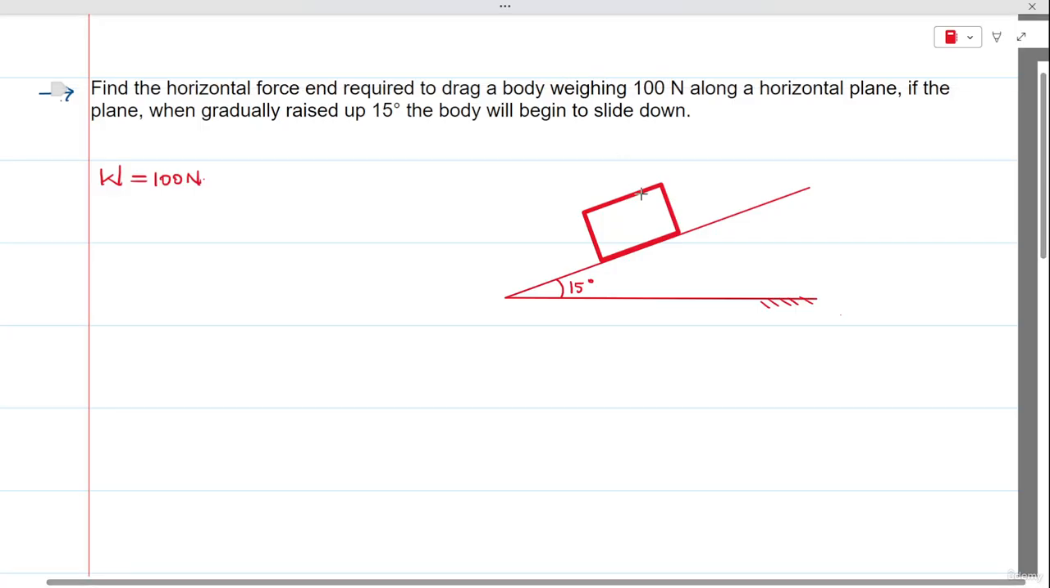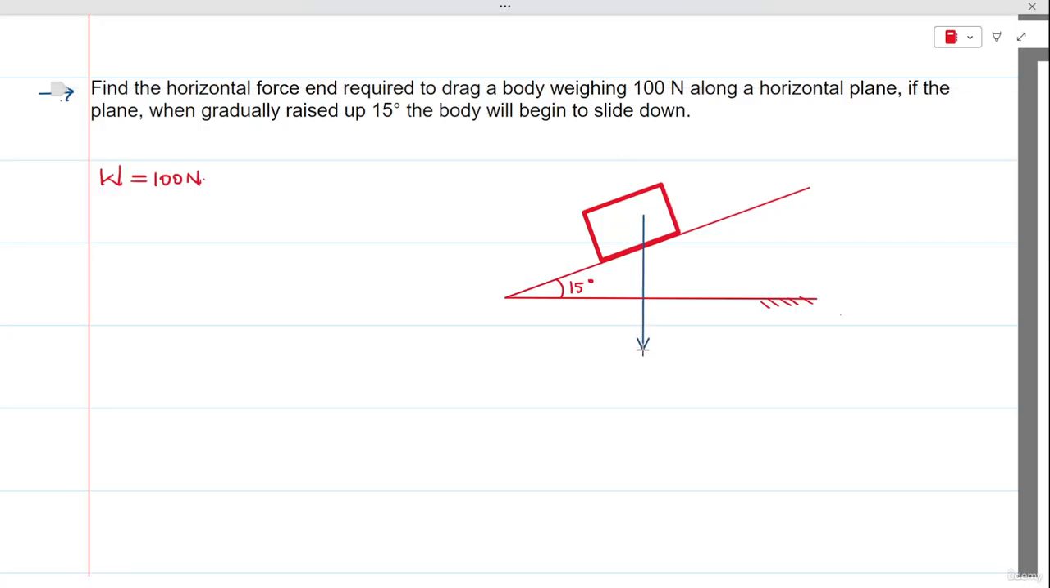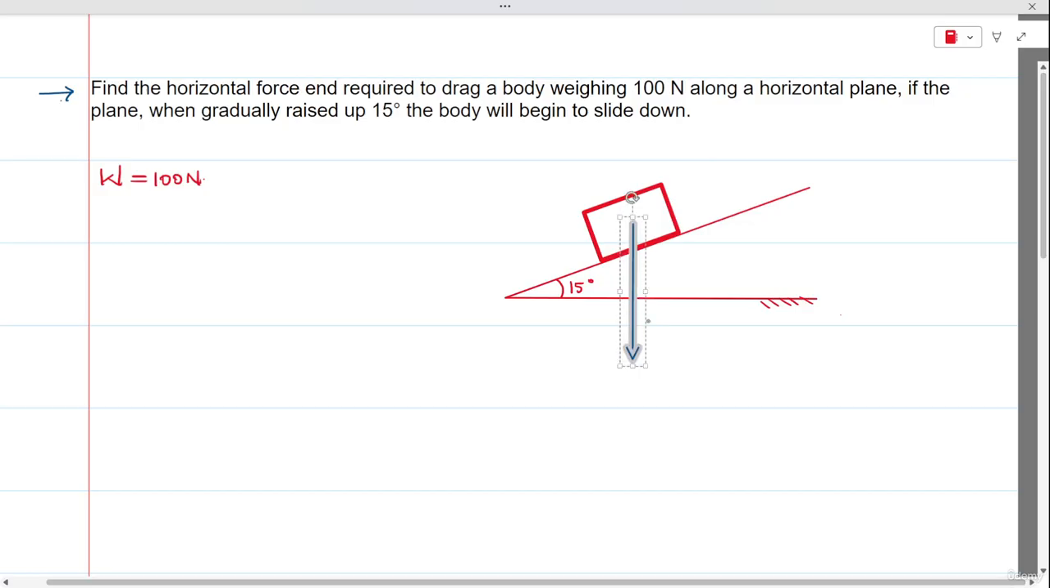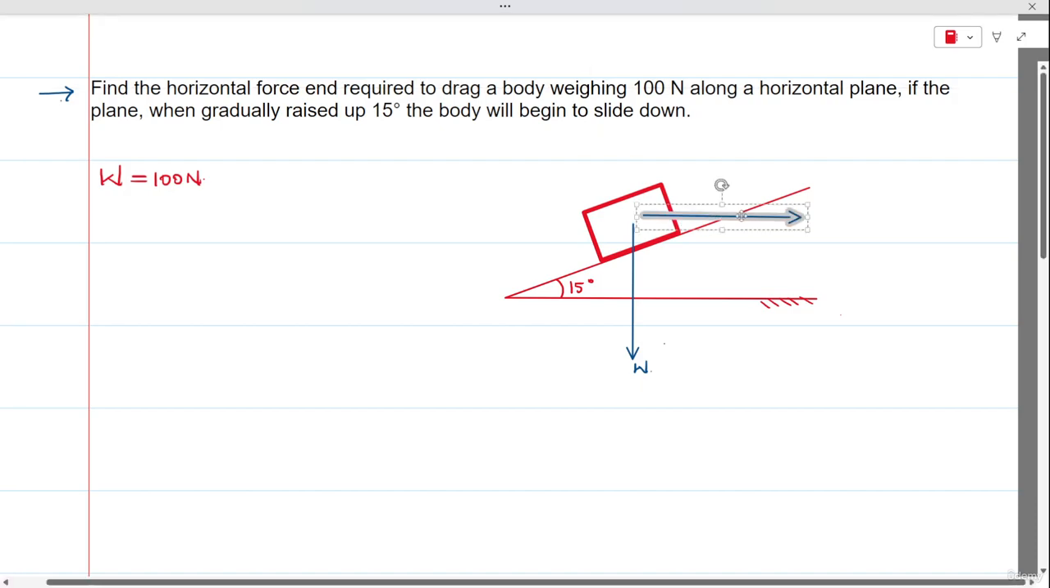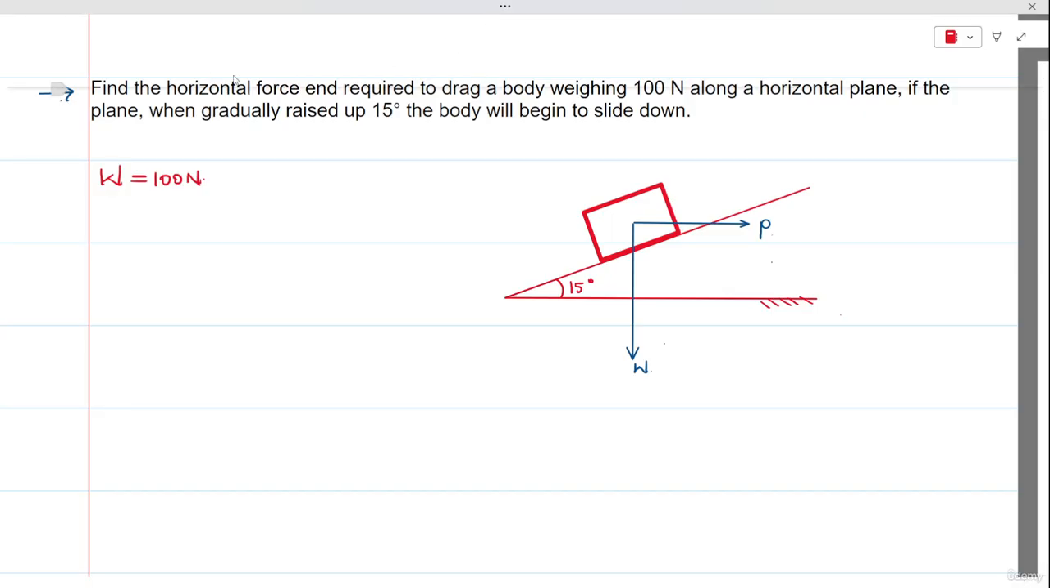So let me draw the forces. The first force would be the weight of the block. It will be acting vertically downwards. And next is the force P, applied horizontally to drag the block upwards. The block is about to slide down, so we are dragging the block upwards. Let's say this is the force P.